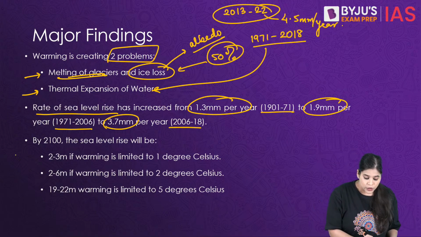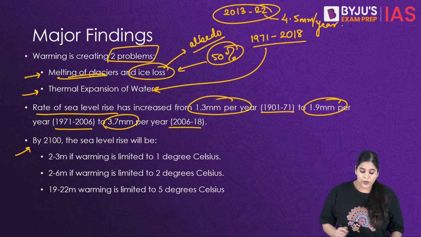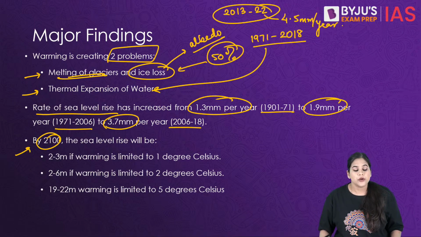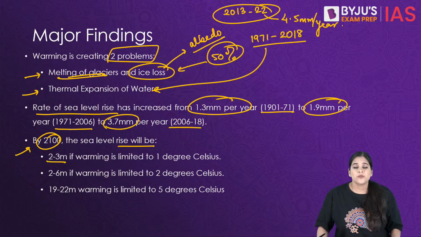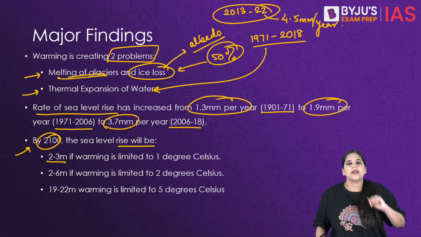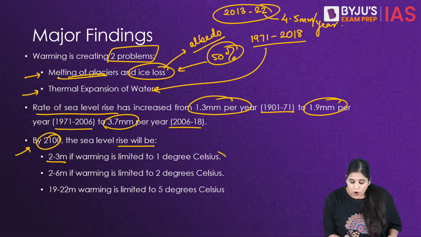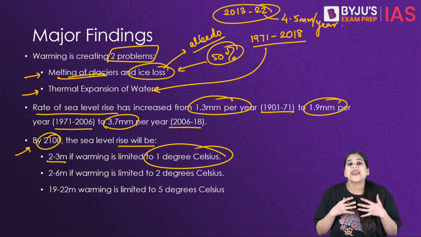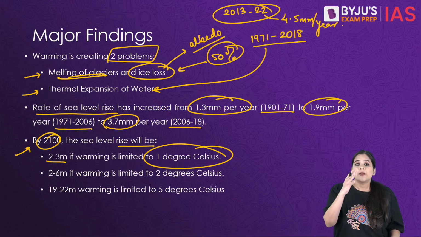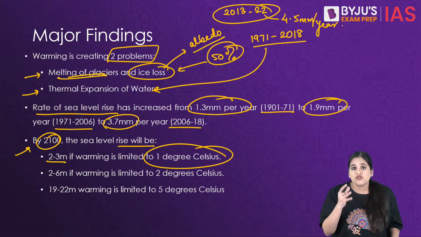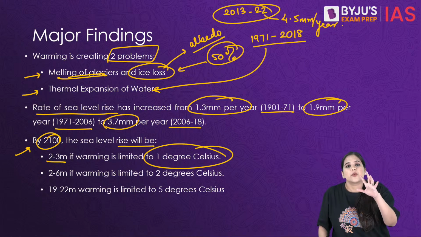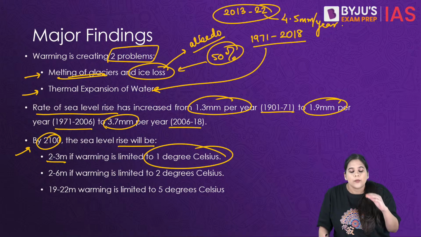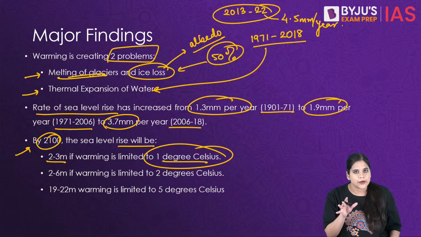According to the report, by the year 2100, the sea level will rise by 2 to 3 meters if the warming is limited to 1 degree centigrade. Now this is not possible, it has already happened, right? And depending upon our Paris Convention determined goals, it is not likely that we'll be able to hold the warming to 1 degree centigrade.